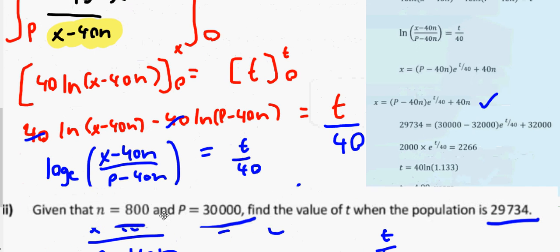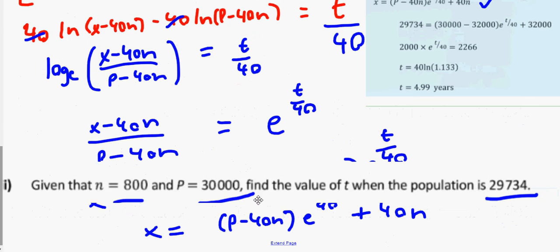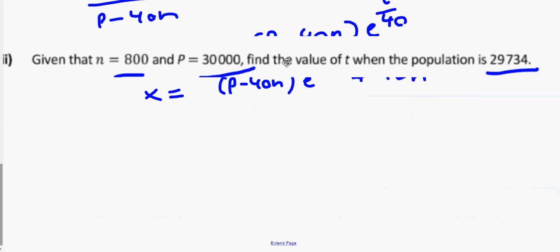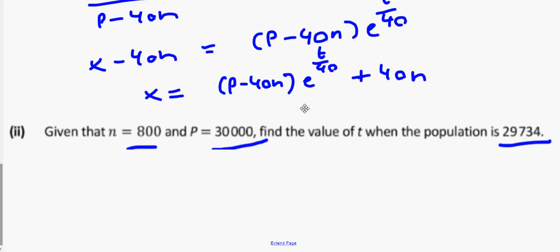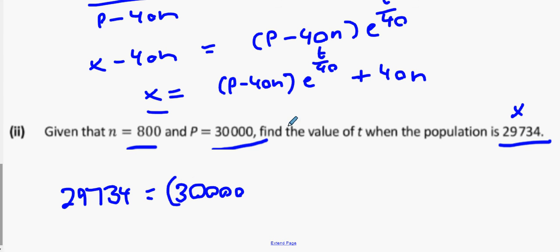I think this is just a plug in question. And then isolate T and probably using logs again. Fun times. Alright. That's your x value, right? 29,734 for x. Your p value is 30,000. Oh, that's interesting. 30,000 minus 40 times 800. Is 40 times 800 32,000? Let's just say yes until somebody corrects me.